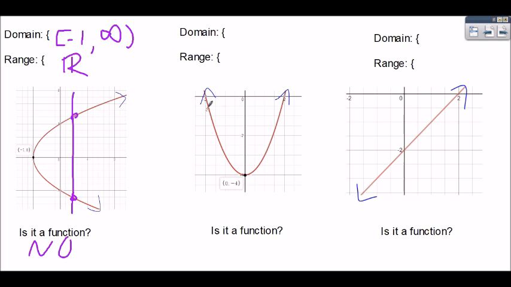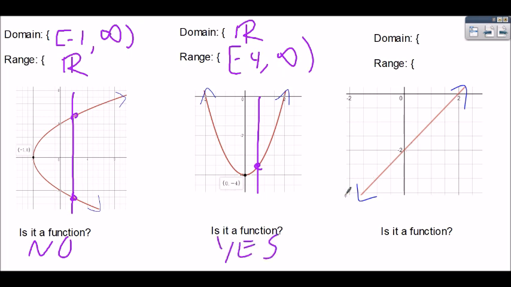Here, domain, left to right. If forever goes left, forever goes right, so all real numbers. And then range, how far down? It stops at -4. And then it goes up forever. Is this a function? We're going to draw a line straight down, and it only crosses once. So this is a function.